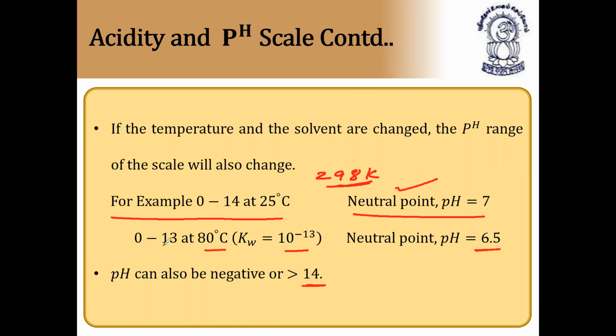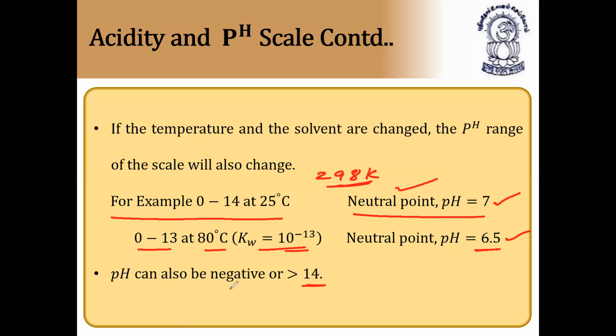So for example, the pH scale ranges from 0 to 13 at 80 degrees C, because at that temperature Kw becomes 10 to the power of minus 13, and the neutral point becomes exactly half of that, which is 6.5. And here it is 14, because the Kw value is 10 to the power of minus 14. Half of that is 14 by 2, which is equal to 7. So we can write the neutral point based on Kw values: half the Kw value's positive power is nothing but the neutral point.